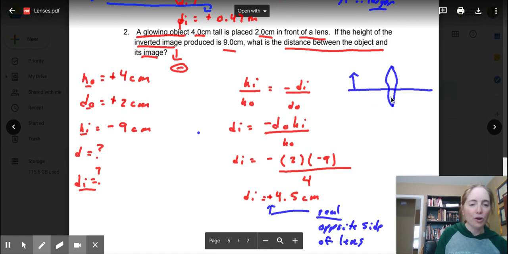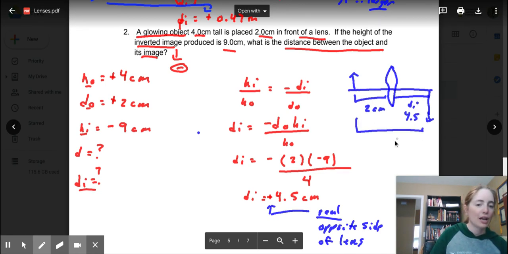Now, we know that this guy here, my DO, is 2 centimeters. Okay, we know it's an inverted image, so the inverted image is going to be over here, and it's larger, so we're going to have a larger inverted image here. And I know that my DI is this value here, which is my 4.5. So when I look at this setup, the distance between the image and the object is the value of D that I'm trying to calculate.